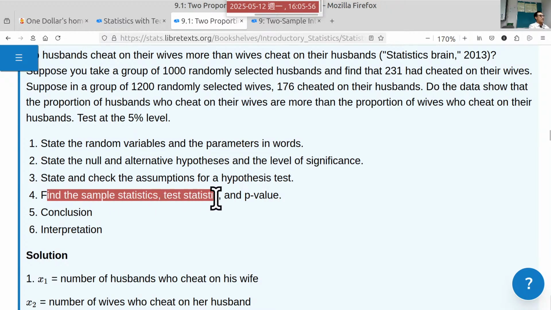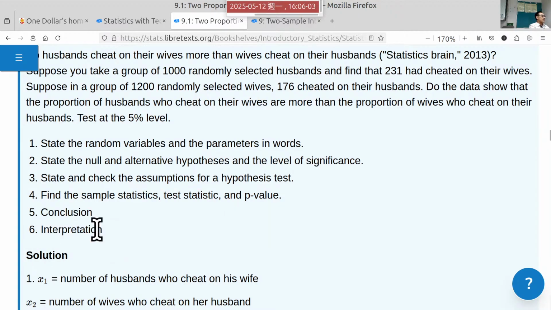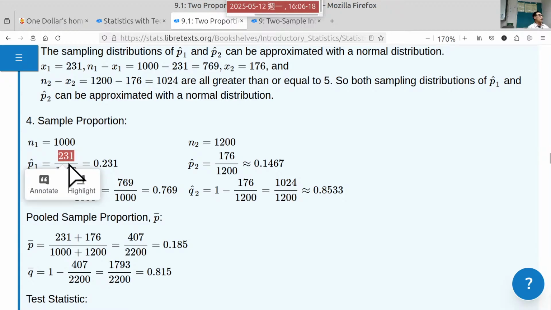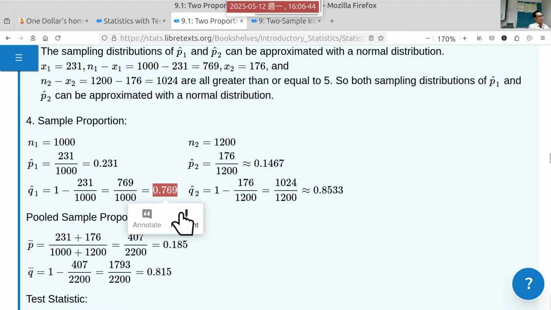Question 4. Find the sample statistics, test statistic and p-value. 5. Conclusion and interpretation. Number 4, sample proportion. N1 is 1000, N2 is 1200. P1 hat, 231 over 1000, that is 0.231. P2 hat is close to 0.1467. Q1 hat is 1 minus this one, that is 0.769. On the other hand, Q2 hat is 0.8533.